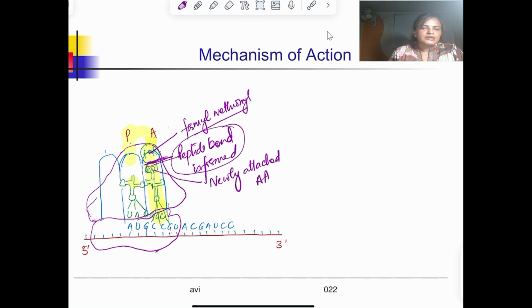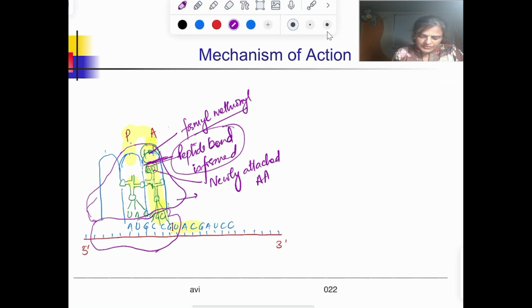Now what happens next? Now this whole ribosome is going to move. How much is it going to shift? It was up to here, it is going to shift to the next codon, that is this. When the whole thing shifts further, then what will happen? Whatever is there on the acceptor site will be shifted to where? On the peptidyl site.